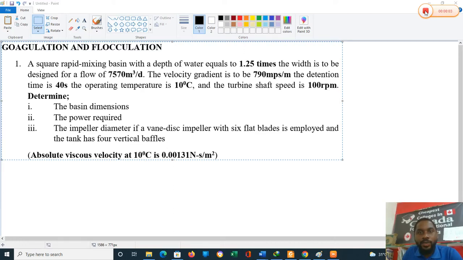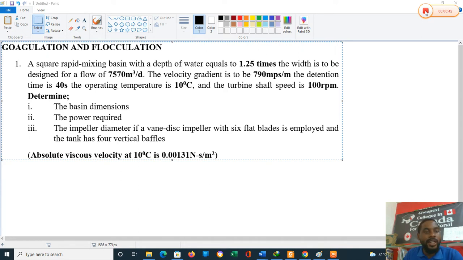Okay, our next question is on the coagulation and flocculation units, or what we call the rapid mixing basin. The question reads: a square rapid mixing basin with a depth of water equal to 1.25 times the width is to be designed for a flow of 7,570 meters cubed per day. The velocity gradient is to be 790 meters per second per meter.